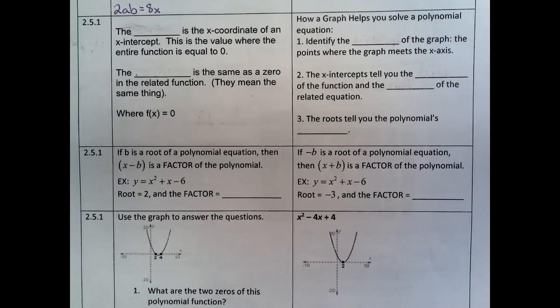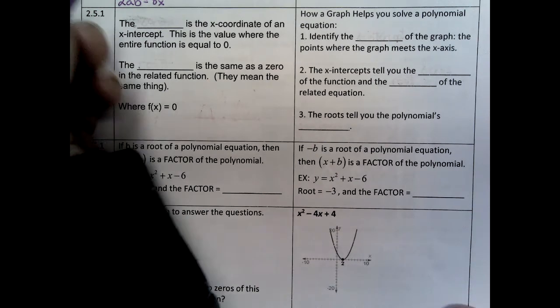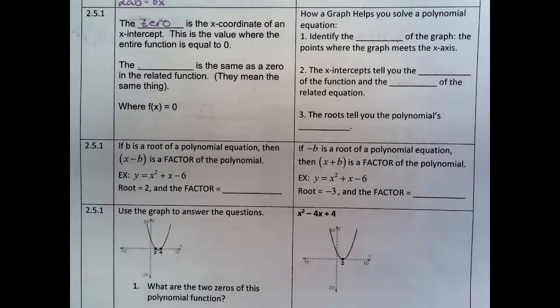All right, so today is Algebra 1, Semester 2, Section 2.5 Apex version. So we're going to start talking about factors and what we use them for. A zero is the x-coordinate of an x-intercept. So this is the value where the entire function equals 0, where y equals 0.